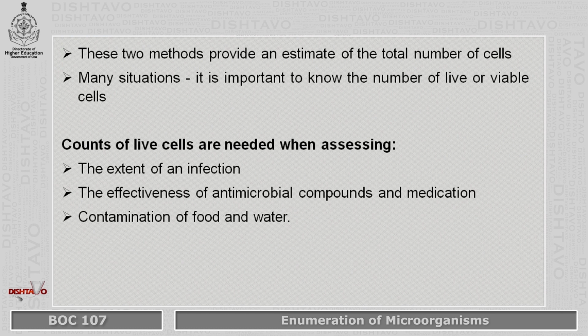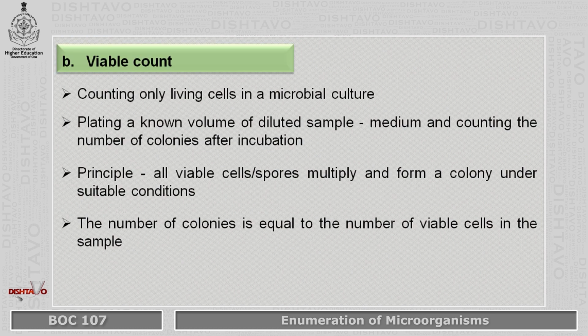These two methods provide an estimate of the total number of cells. But in many situations, it is important to know the number of live or viable cells. Therefore, we use other methods, that is the indirect methods. So counts of live cells are needed when assessing the extent of an infection, the effectiveness of antimicrobial compounds and medication, and contamination of food and water.